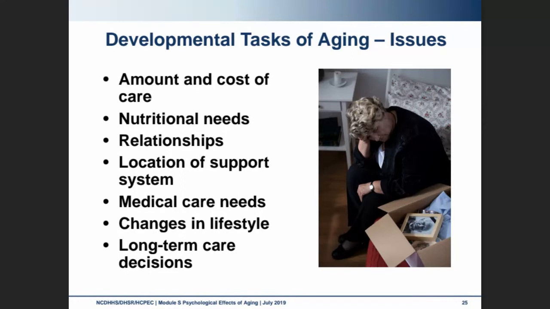The elderly person may experience changes in lifestyle. For example, if they move from a home to a nursing care facility, they're now living with a group of people with less independence, a structured lifestyle, and less privacy, and it may be difficult to adapt to those changes. The decision made by the individual or family to go into long-term care can cause a lot of stress.